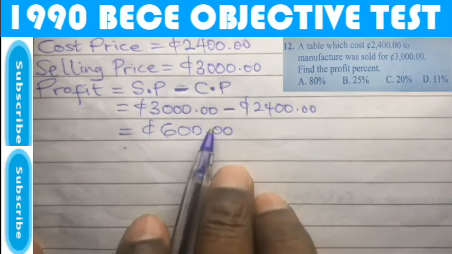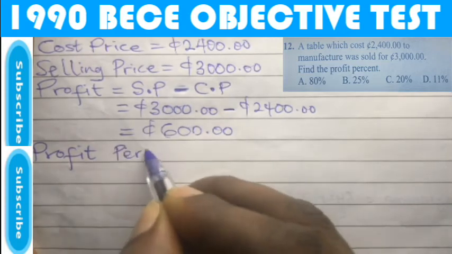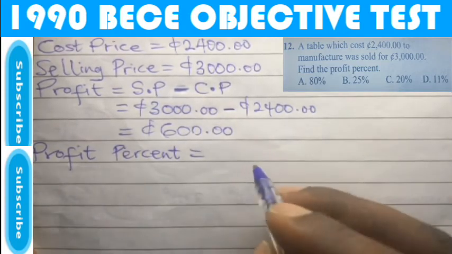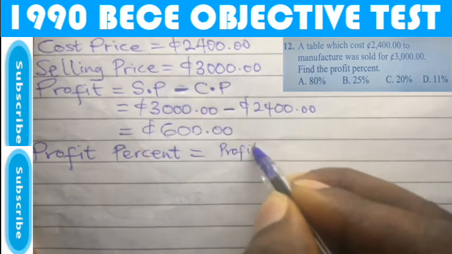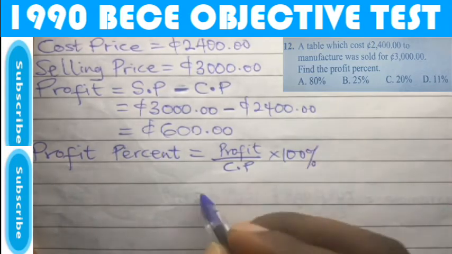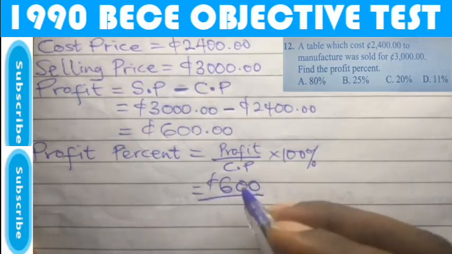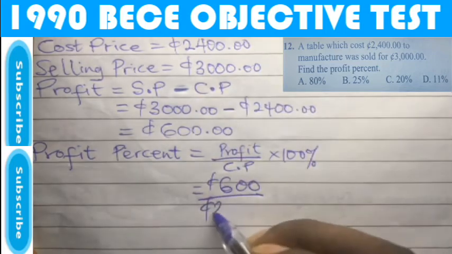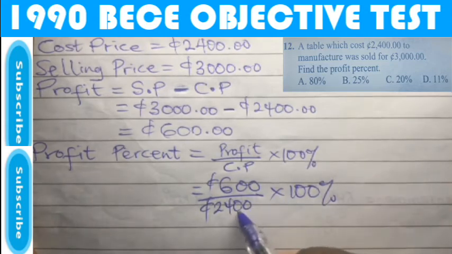We have the profit now, so we have to calculate the profit percent. So let's box on profit percent. This will give us a formula: profit over the cost price times 100%. So to calculate, the profit is 600 cedis over the cost price, which is 2,400 cedis, multiplied by 100%. Divide by 100, these two zeros will be gone. Divide here by 100, these two zeros will be gone.